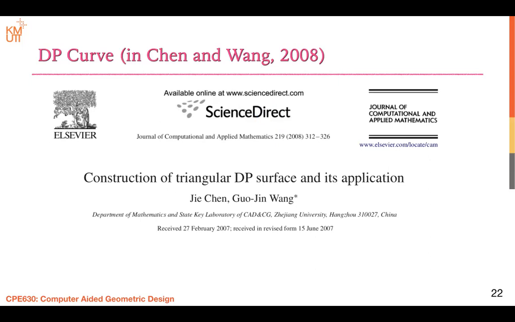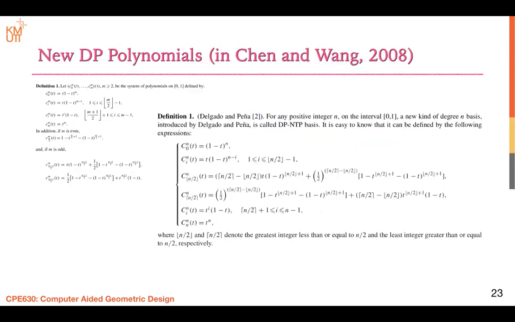Okay, this one is the next paper, right? But it is for the surface, right? In order to construct the triangular DP surface, we can use this paper. Okay, go back to 2008. Why do I have to show you this one? Because this one proposes a new DP polynomial.